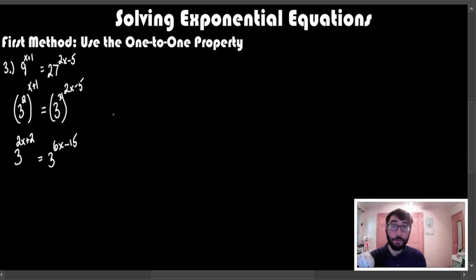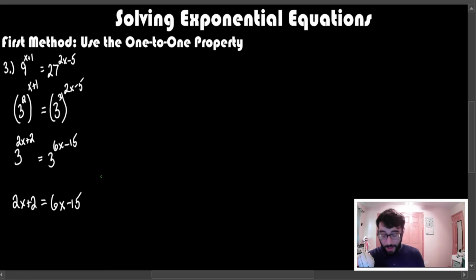And now, hey, this is the one-to-one property. I have a base of 3 on the left side, and a base of 3 on the right side. I can set the exponents equal to one another. That's all that the one-to-one property is. So now I can say 2x plus 2 must be equal to 6x minus 15.